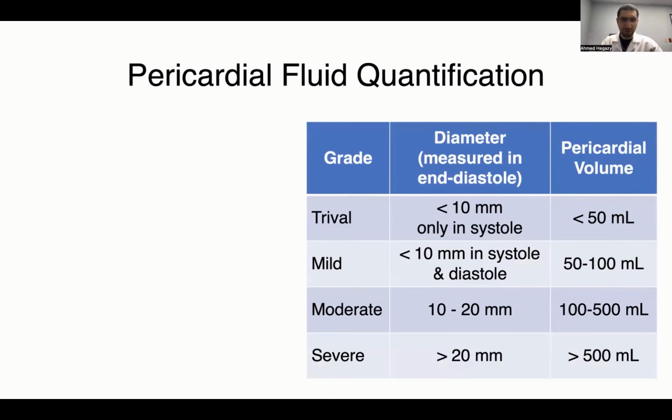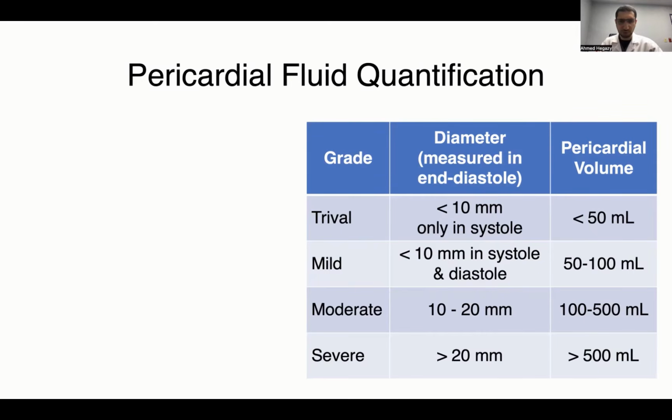There is a way to quantify how much pericardial fluid exists. If you measure the pericardial fluid diameter in end diastole, it will give you an idea of how much pericardial fluid there is. If you see a pericardial effusion that is less than 1 centimeter in diameter, and it is only visible in systole, during diastole, it is not visible, then this means that you likely have less than 50 milliliters of pericardial volume.